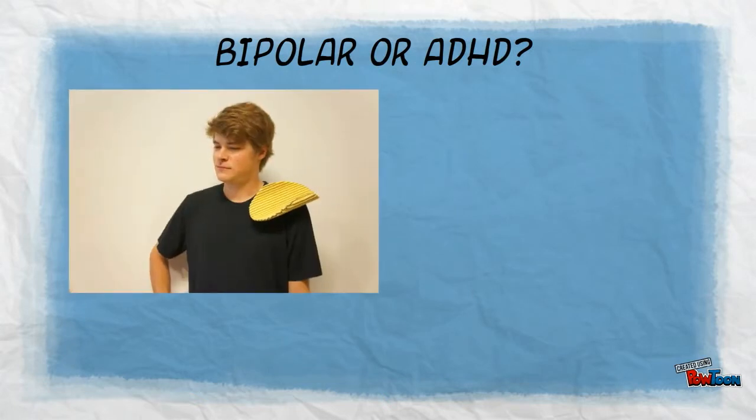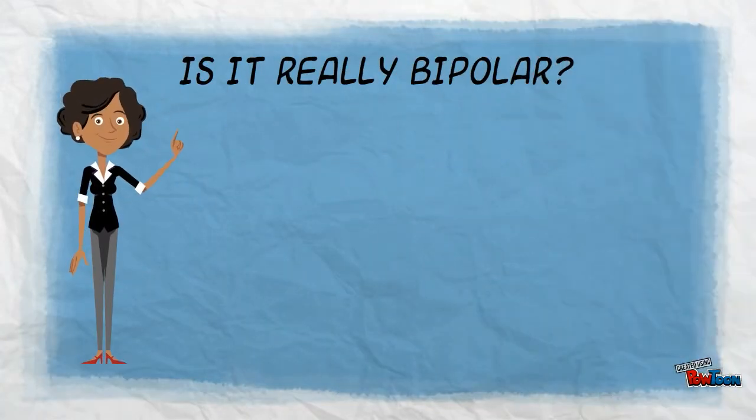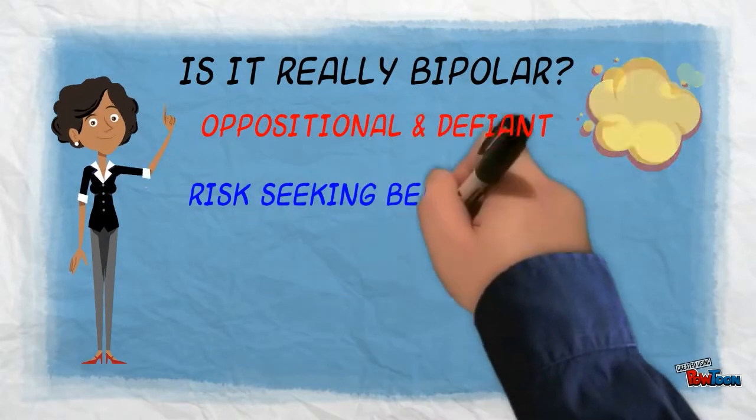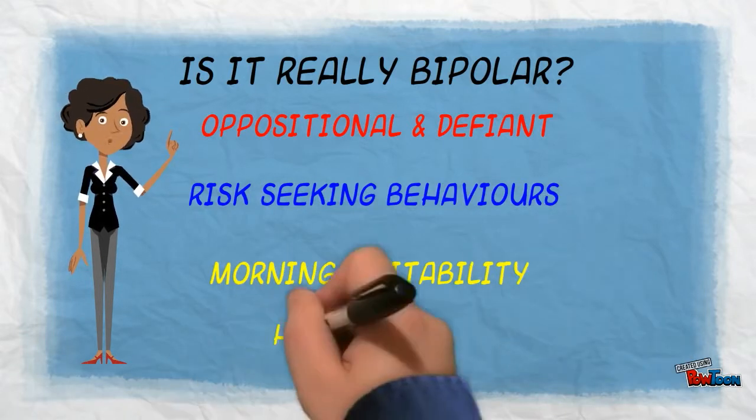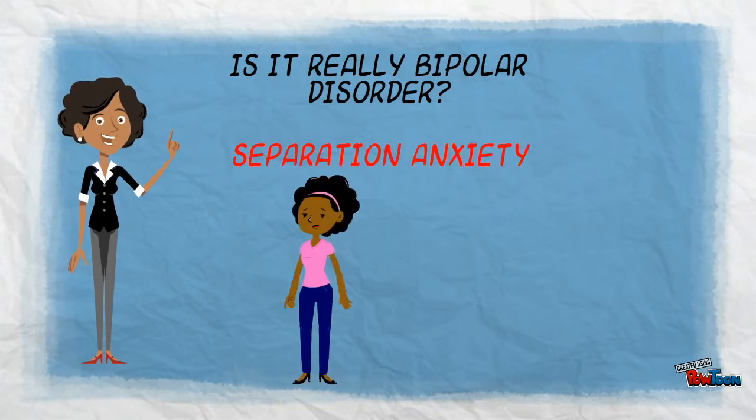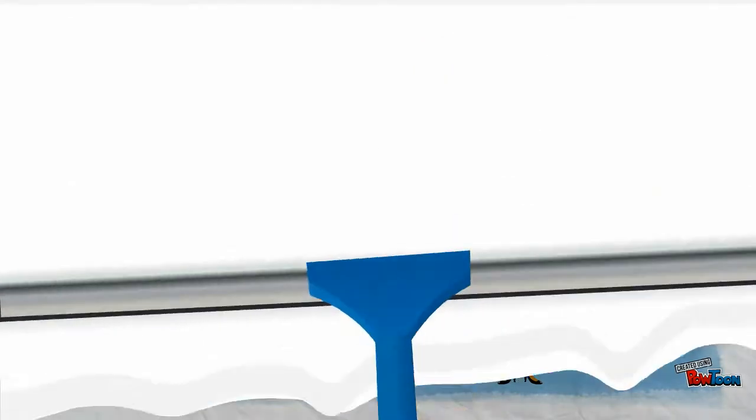Children with bipolar disorder often walk around with an angry chip on their shoulder. They seem to look miserable for no apparent reason. In ADHD, kids are usually quite fine until the moment that something frustrates them or overwhelms them. Children with bipolar disorder show more oppositional and defiant behaviors. They might show intentionally aggressive or risk-seeking behaviors. Their morning irritability may last for hours compared to minutes in ADHD. Children with bipolar disorder often have separation anxiety, bad dreams, or disturbed sleep.